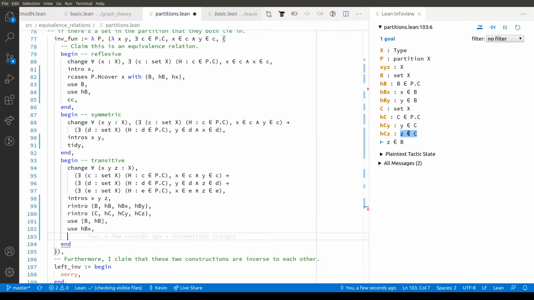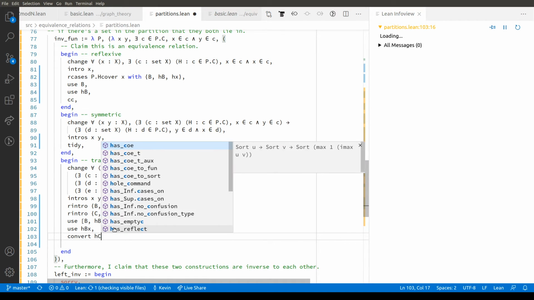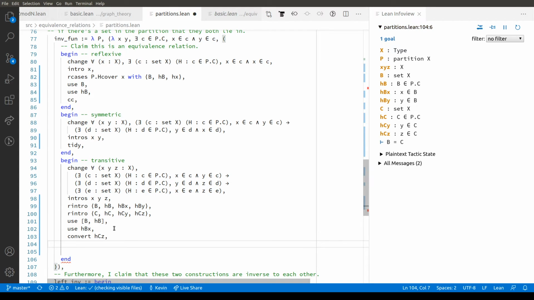And what we have is a proof that Z is in C, right? But because Y is in B and C, we know that B and C intersect. And so actually, we have this proof that Z is in C. I'm just going to use that proof anyway, right? We want a proof that Z is in B. And I claim that the proof that Z is in C will do. So let's convert HCZ. There. I claim that HCZ is actually a proof of what we want. And Lean says, hold your horses, you've got to now prove that B equals C.